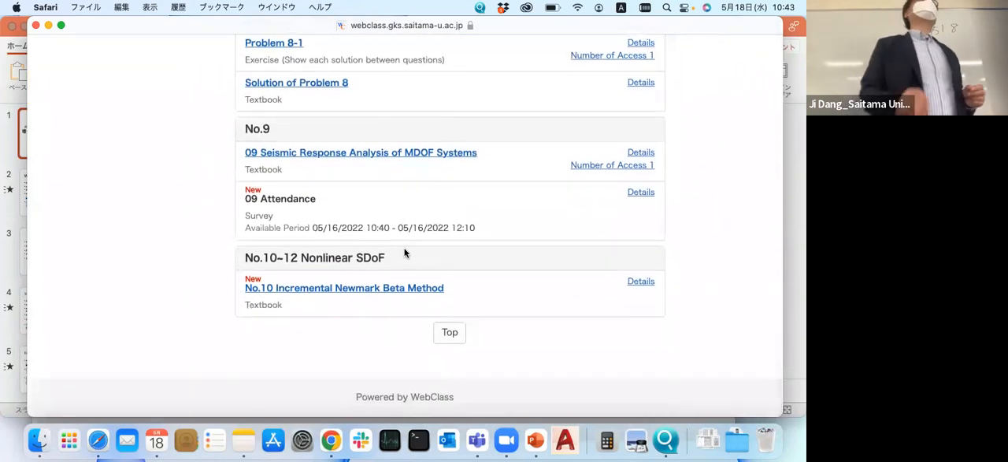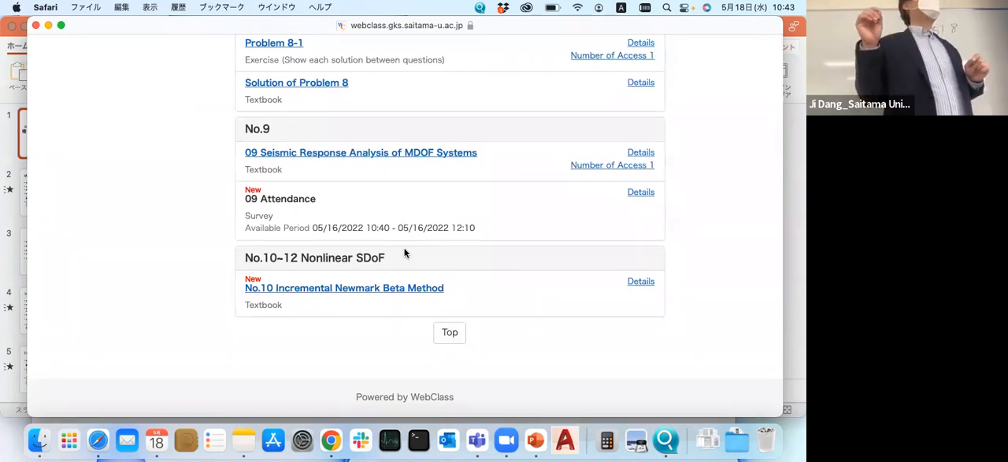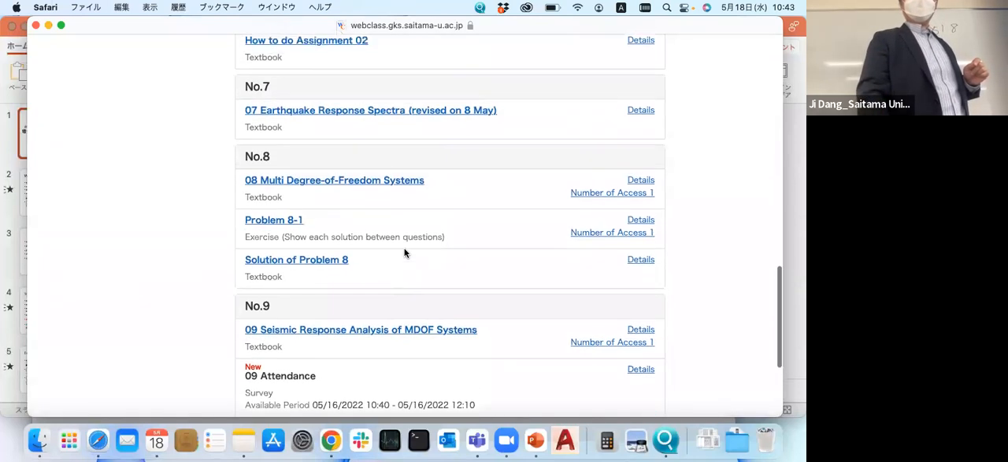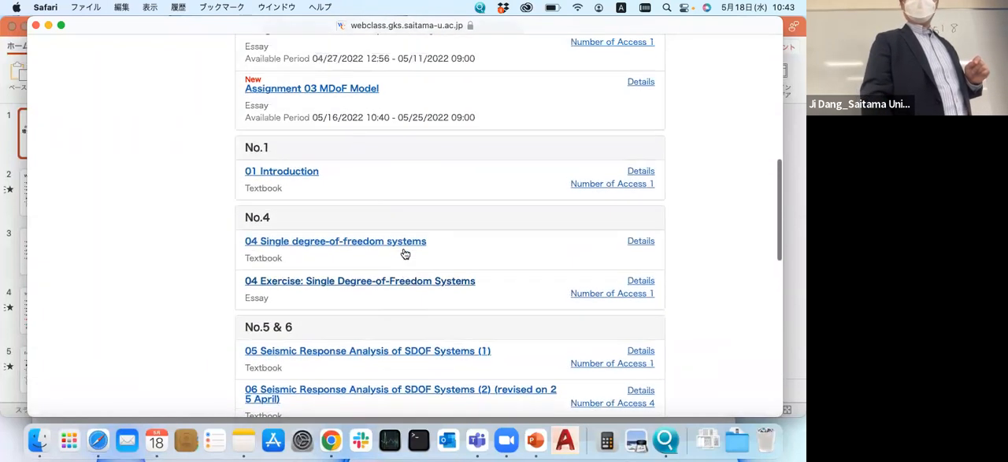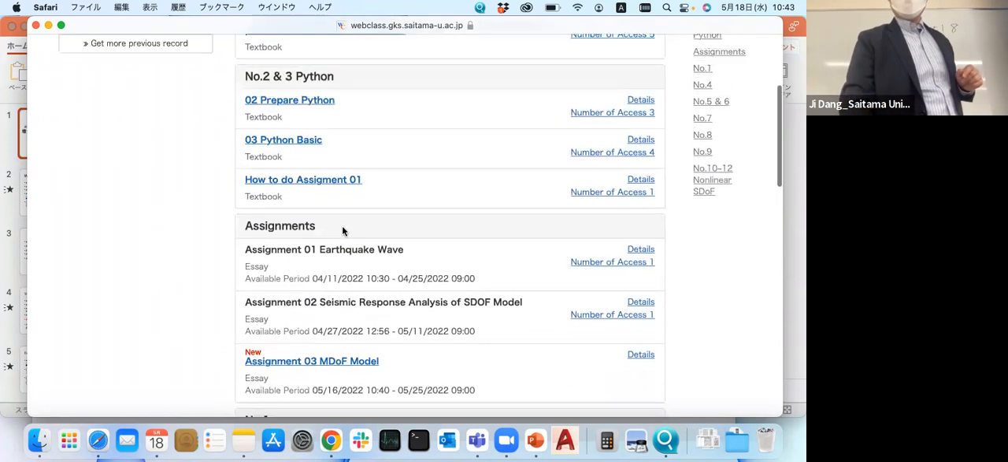So today is number 10. From today, we are going to study nonlinear analysis, single degree of freedom and multiple degree of freedom. But before that, I hope you realize that there is assignment 3, the MDF model. From the beginning, I will introduce a little bit of help with this assignment.